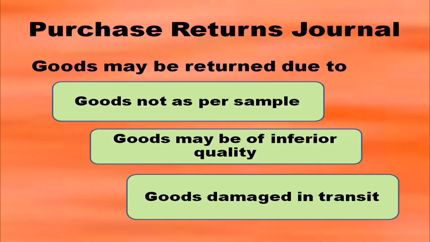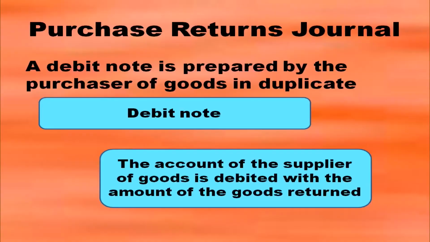Why are we returning goods? In most cases, goods may be returned because goods are not as per the sample. Sometimes goods may be of inferior quality. Some of the goods may be damaged in transit. These can be the reasons why the company is returning goods to the concerned supplier. While preparing the purchase returns journal, you have to prepare a debit note, and this is prepared by the purchaser of goods in duplicate.